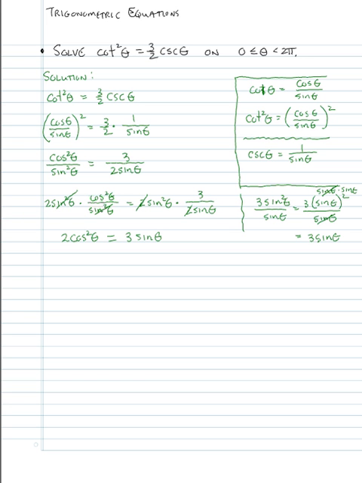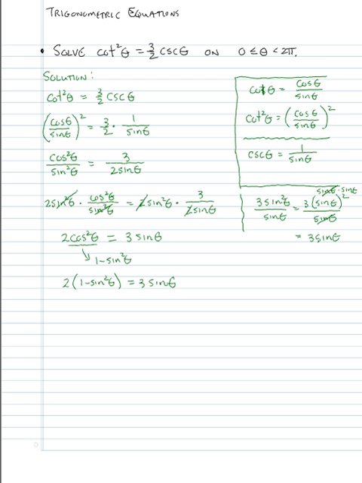Now, what we have to be concerned about at this point is converting into one trig function. And we have the mechanical way to do that by rewriting cosine squared theta as 1 minus sine squared theta. So when we make that replacement, the left side will be 2 times, instead of cosine squared theta, 1 minus sine squared theta, and equal to 3 times sine theta on the right.